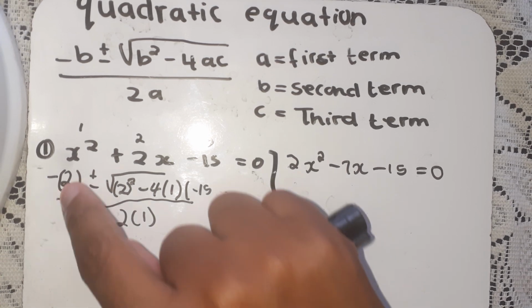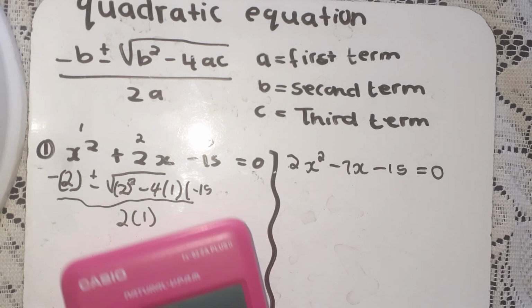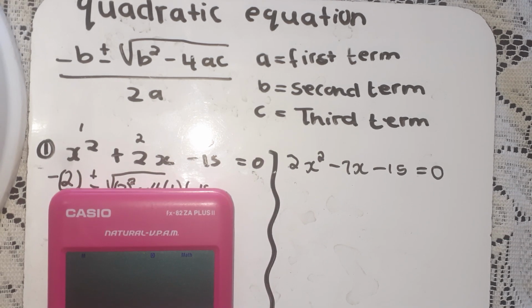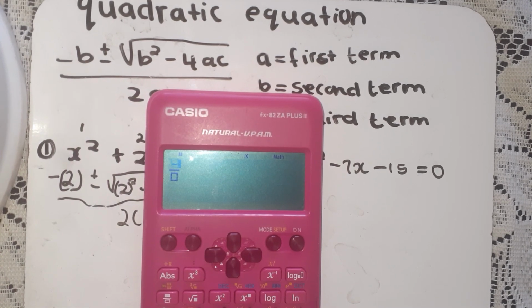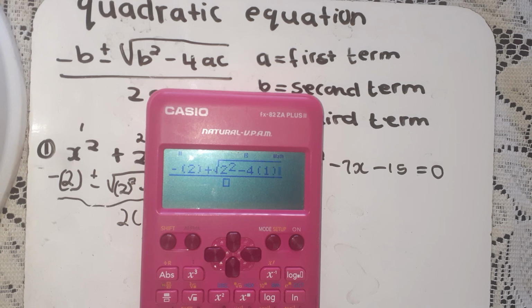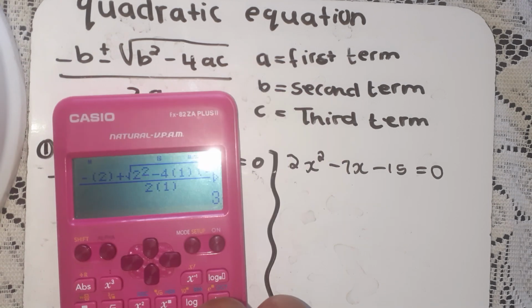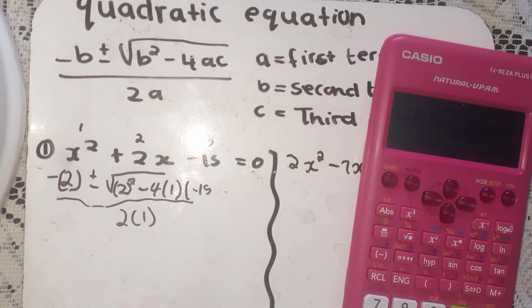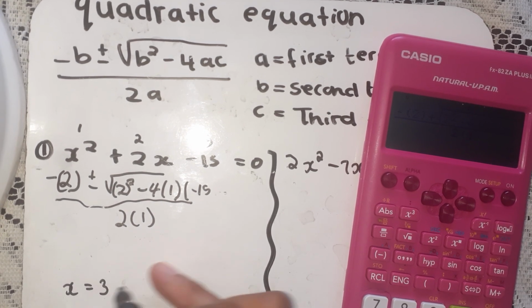We have substituted. The 2 stands for this one. If it was negative, we're going to say negative 2 inside the brackets, but it's not. So going to the calculator, you need to have this on your calculator. You say negative 2, you start with addition, plus root 2 squared minus 4 into 1 minus 15 into 2 into 1. And then the answer you get there is 3. Okay, so you're just going to say x equals to 3.